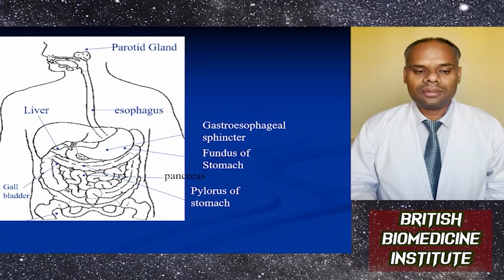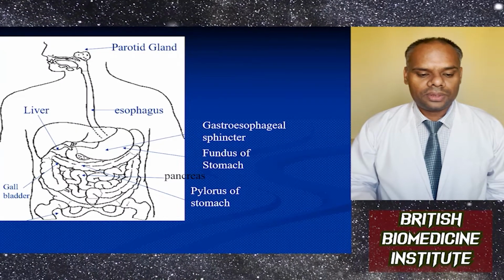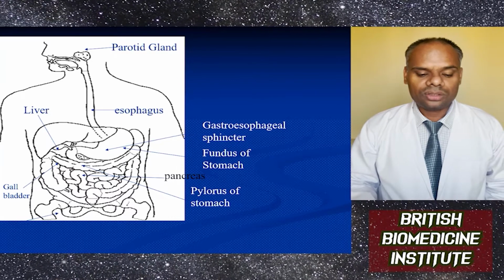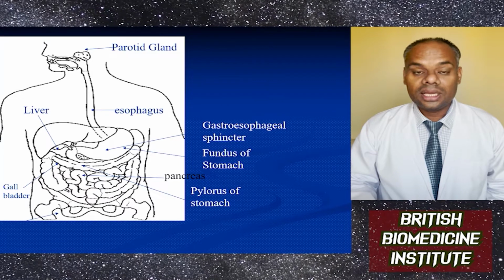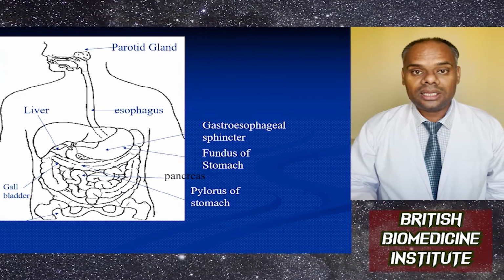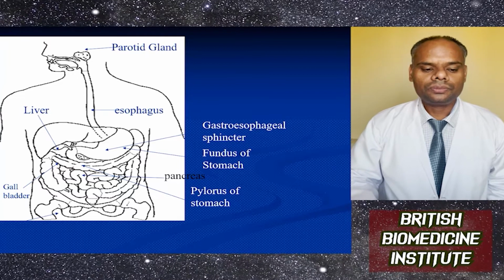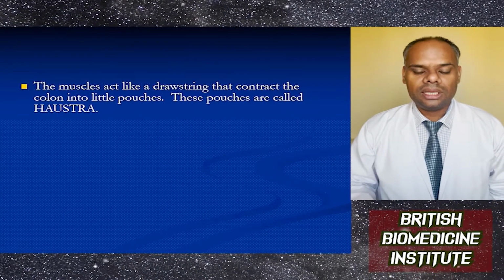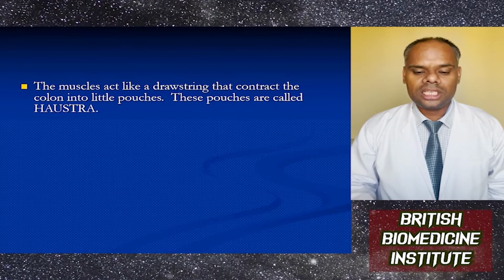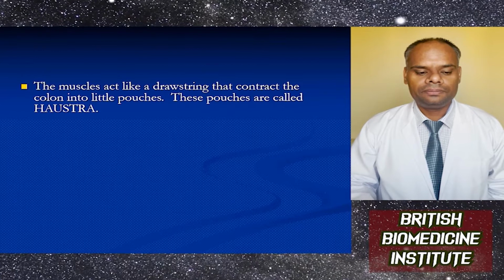So this is a diagram of a person where your parotid glands, esophagus, liver, gallbladder, pancreas, pylorus of stomach and fundus of stomach are clearly visible. The muscle acts like a drawstring that contracts the colon into little pouches. These pouches are called haustra.